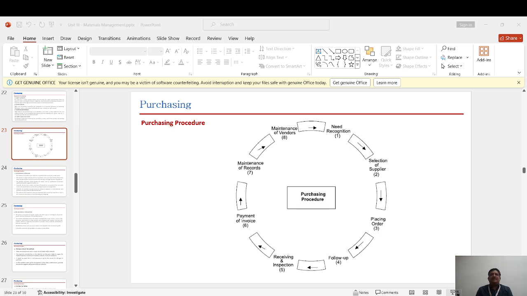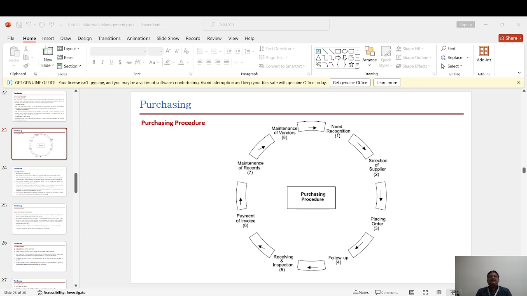If there is a damaged piece, then the condition of the damaged piece and all these things will be recorded. And the purchase department is informed immediately about the receipt: how much material is received, what the quality is, and how many damaged pieces there are.